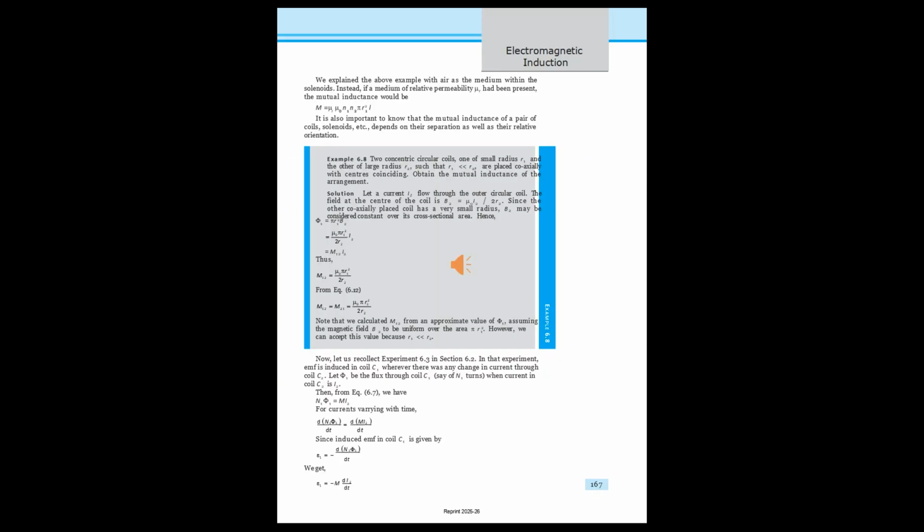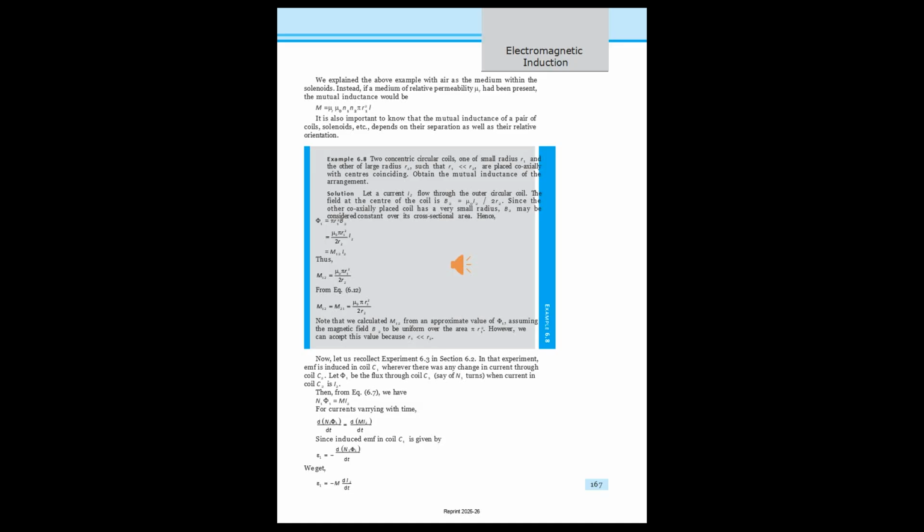We explained the above example with air as the medium within the solenoids. Instead, if a medium of relative permeability mu R had been present, the mutual inductance would be as given below. It is also important to know that the mutual inductance of a pair of coils, solenoids, etc., depends on their separation as well as their relative orientation.